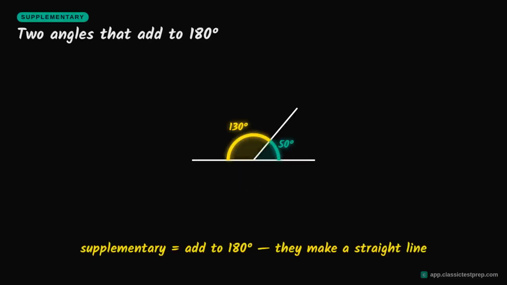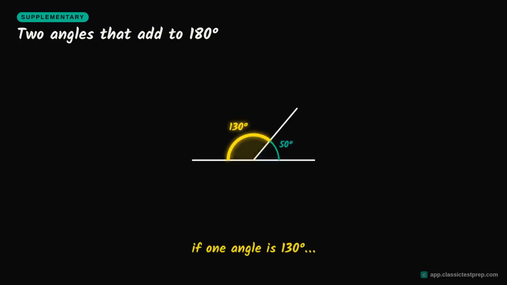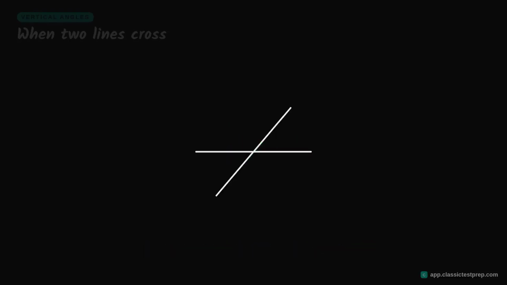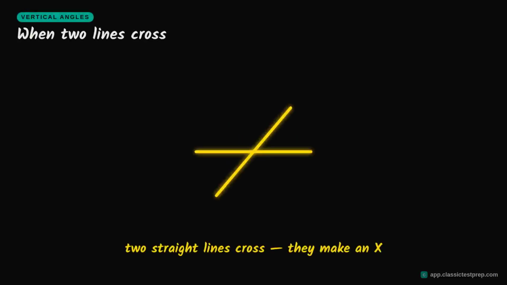Supplementary angles are two angles that add up to 180 degrees. So together, the two angles form a straight line. Again, complementary means 90, supplementary means 180. So with supplementary angles, if one angle is 130 degrees, its supplement is 50 degrees because supplementary angles must add up to 180 degrees.